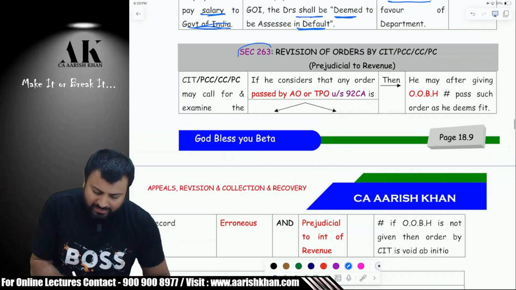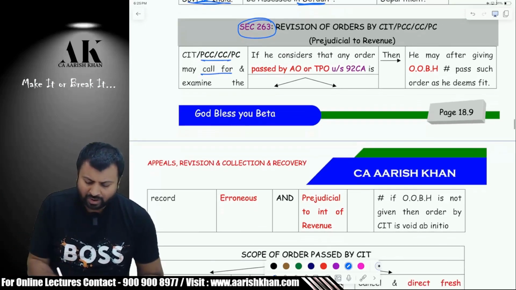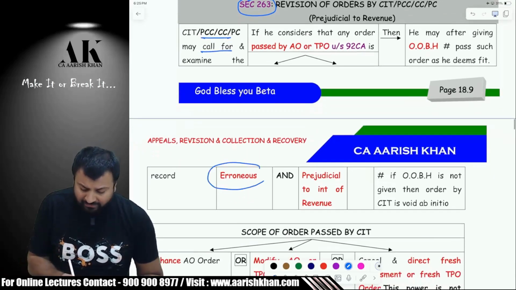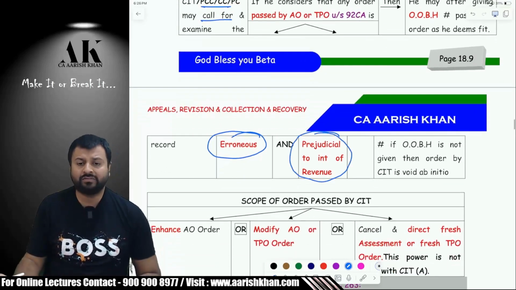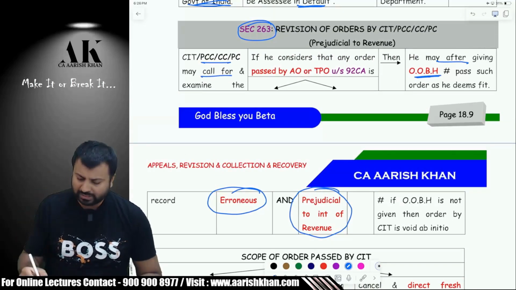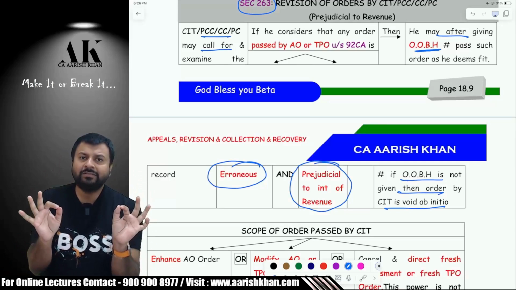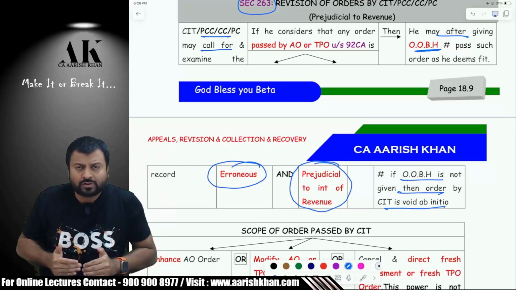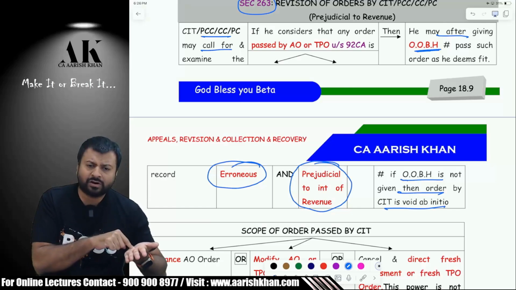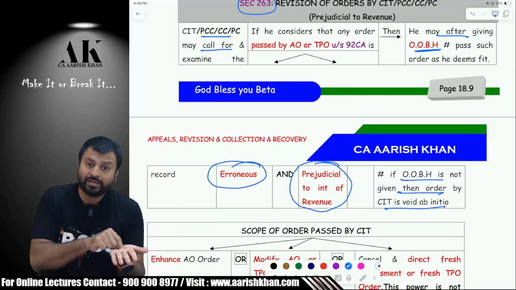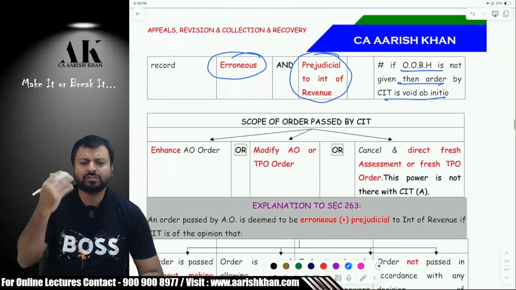So under 263, CIT, principal CIT, chief CIT, and CIT will call for the record of the AO's order, and if they find that the order of the AO, these wordings have to be there in the examination, is erroneous and prejudicial to the interest of revenue, they may, after giving an opportunity of being heard to the assessee and to the AO, pass an order against the assessee. So what will the CIT do? CIT will call for the records and examine them, and if the CIT finds that the order passed by the AO, and even the TPO, transfer pricing order, can also be revised over here, is erroneous and prejudicial to the interest of revenue, then he will give an opportunity of being heard and he will pass the order.